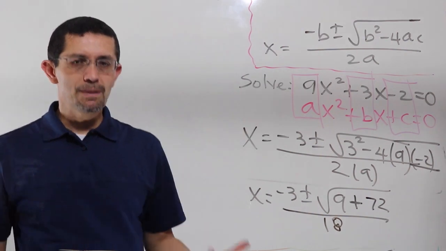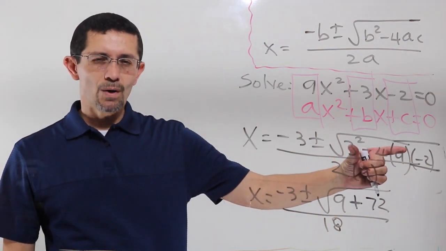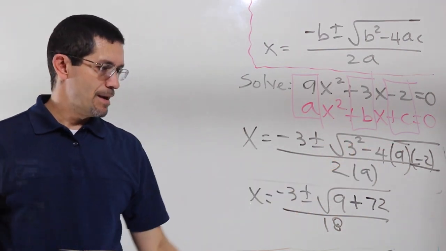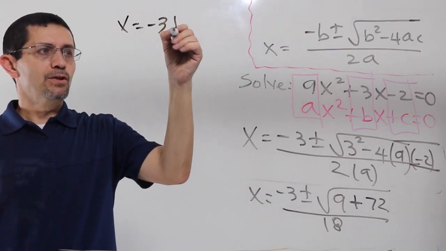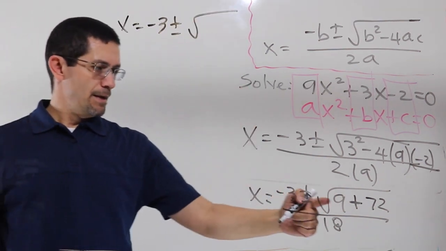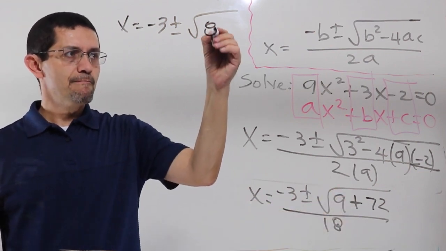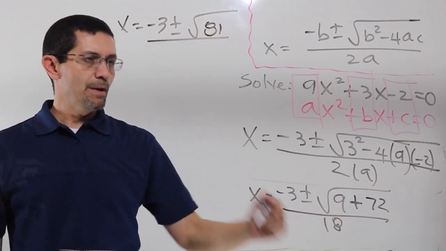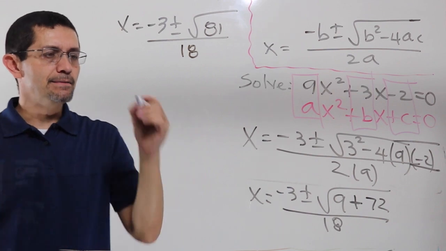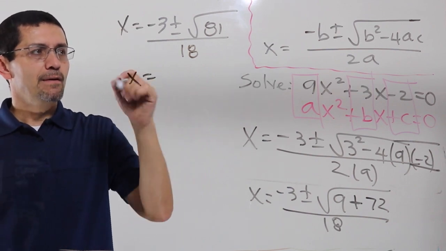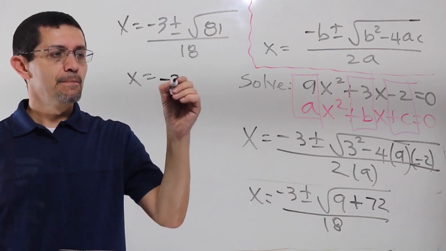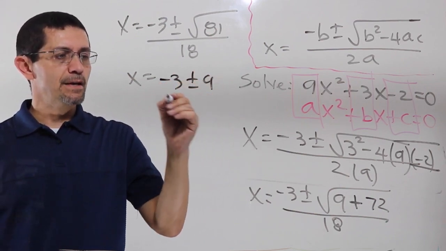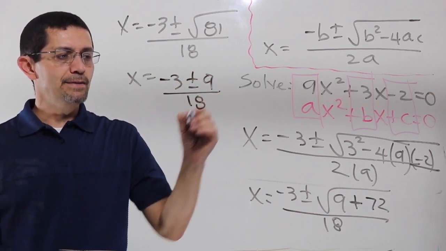And now I start simplifying. It's all about the radical for the most part. Now, negative 3, let's continue here. Negative 3 plus or minus the square root of 9 plus 72, which is 81, divided by 18. Let's keep going. It's about the radical. Square root of 81 is 9. Negative 3 plus or minus 9 over 18.